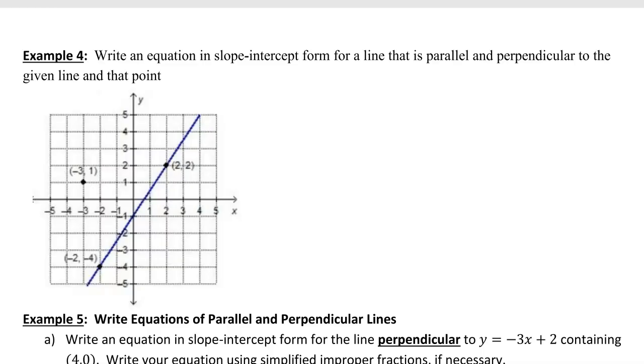Finding an equation in slope-intercept form for a line that would be parallel to this line and this point. So for parallel, we're going to use the same slope. So we do need to figure out what is the slope of this line. So counting rise, 1, 2, 3, 4, 5, 6. Run, 1, 2, 3, 4. So 6 over 4 can be reduced to 3/2. So that is the slope we want to use for parallel. And we want to use this point.